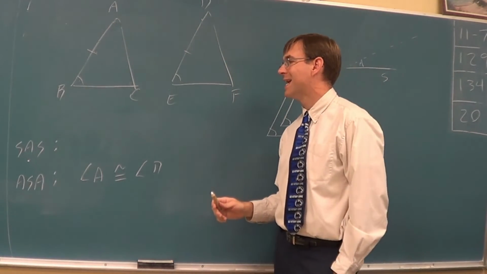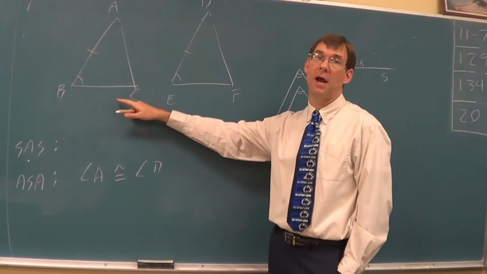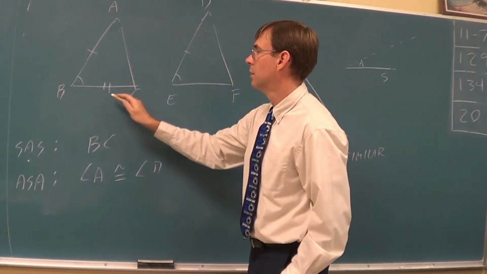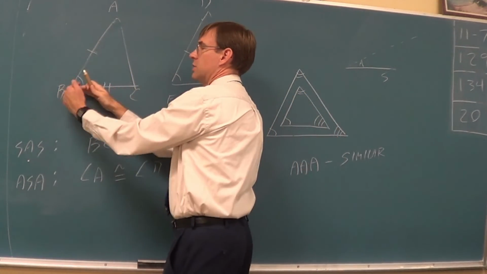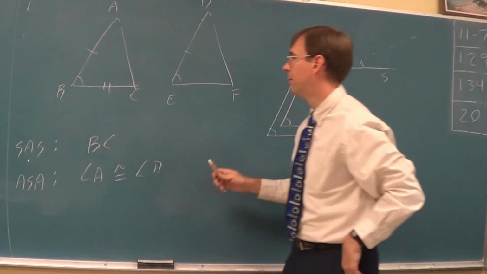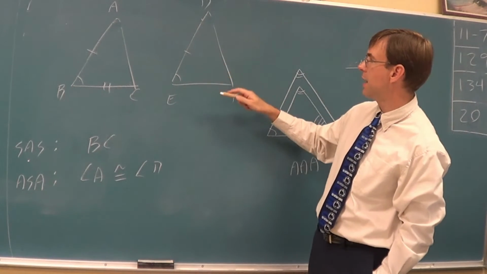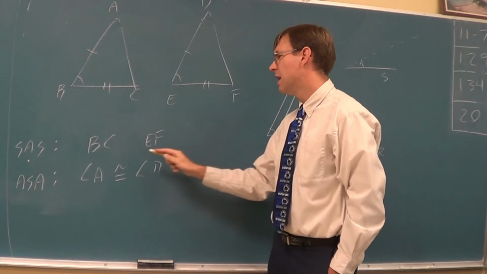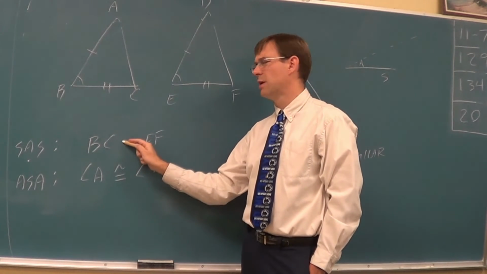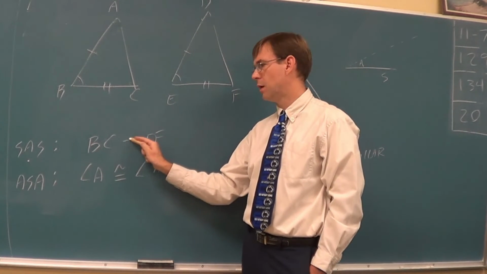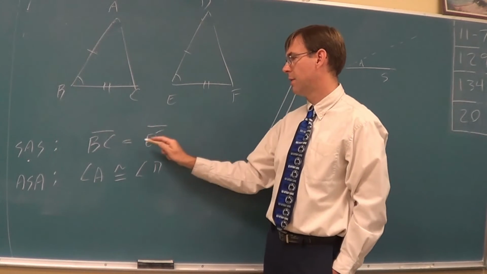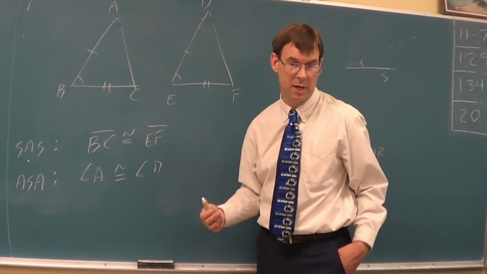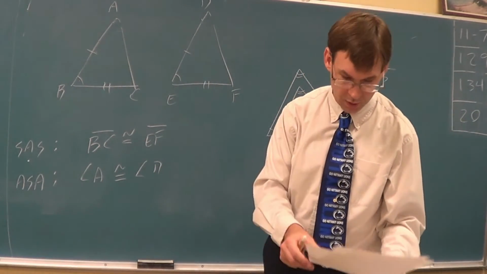If I want to do SAS, which side would I have to grab over here? BC. Because that's the side that includes this angle, the one that it touches both of them. Who's the side I'd want over here? EF. If I don't want to do the segment halves, which symbol do I use? Equal. What if I did want to use the segment halves? Congruent. Do I care? No, pick one. Doesn't matter to me. I'll leave that one because it's there.